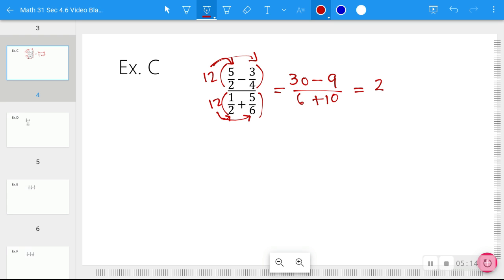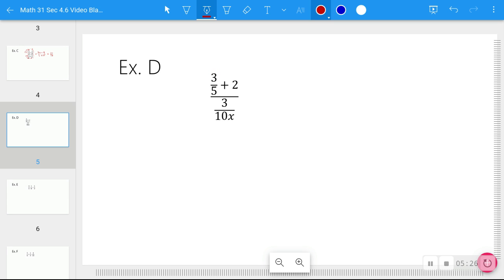Simplifying the top gives 21 and the bottom gives 16. And there are no common factors in 21 and 16, so we can't simplify that any further. And we are done with part C.